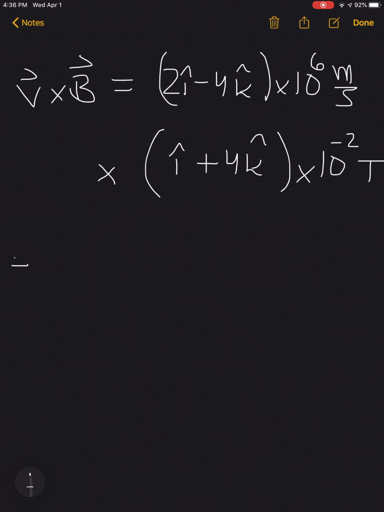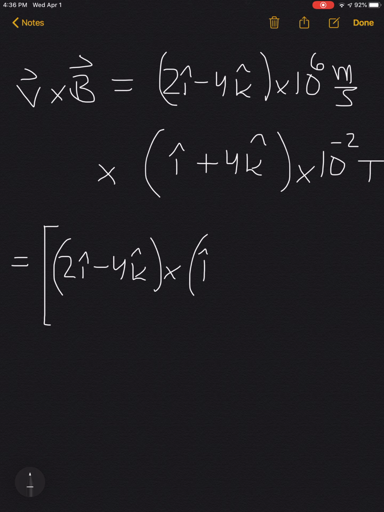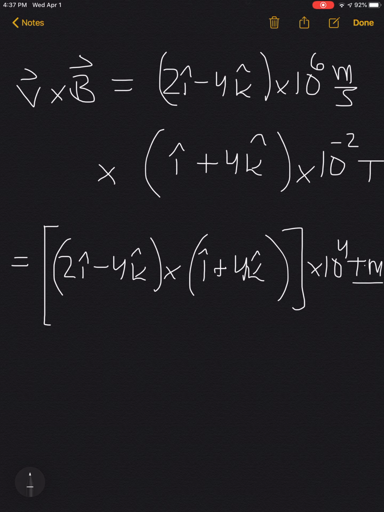So I just want to prepare you for that. What we have is (2I minus 4K hat) crossed with (I plus 4K), and this is times 10 to the 4th Tesla meters per second. Now, the thing to do with this cross product is to actually FOIL it out.